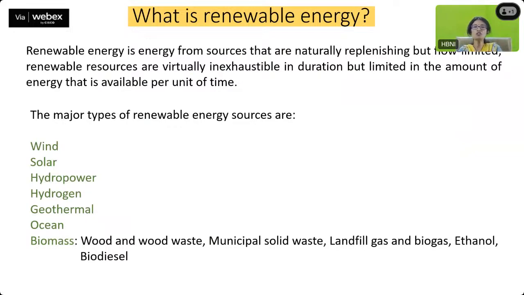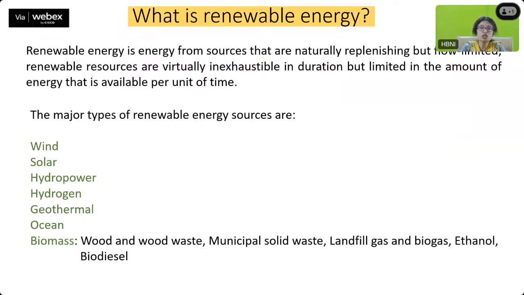Currently, there is a lot of discussion on sustainability of the planet and all the processes. What you need to do should be sustainable. So here renewable energy is going to play a very important role. And what is renewable energy? It is basically energy from sources that are naturally replenishing, but it is flow limited. Renewable resources are virtually inexhaustible in duration, but limited in the amount of energy that is available per unit of time. So major types of renewable energy sources, as we all know, are wind, solar, hydropower, hydrogen, geothermal, ocean, biomass. And in biomass, we have wood and wood waste, municipal solid waste, landfill gas and biogas, ethanol and biodiesel.